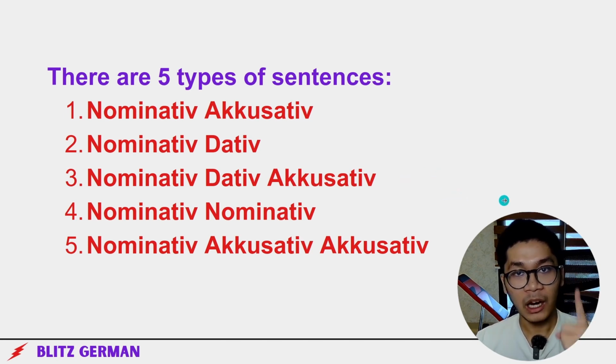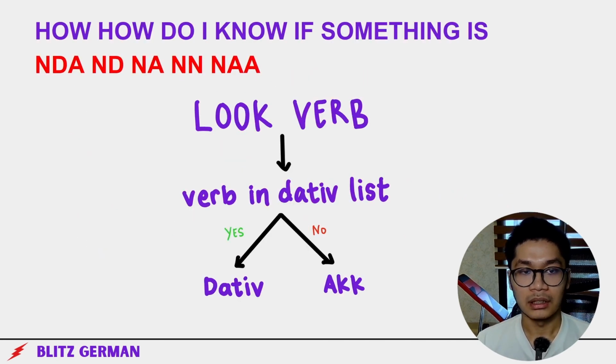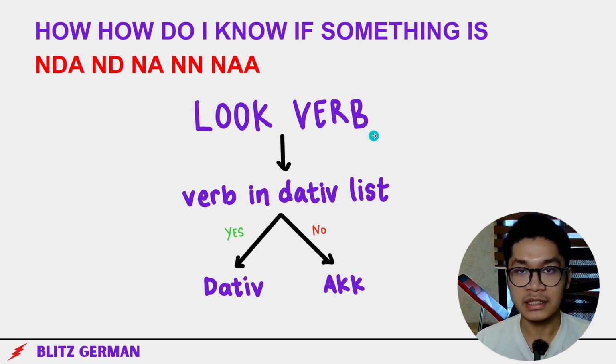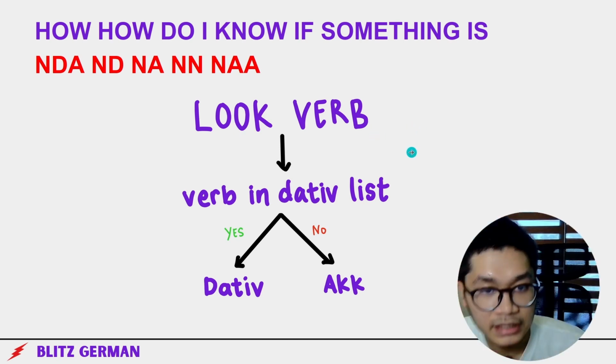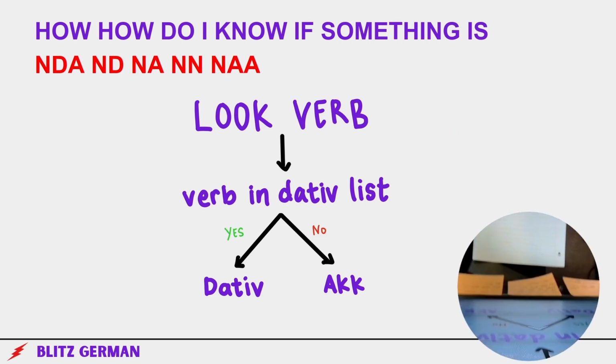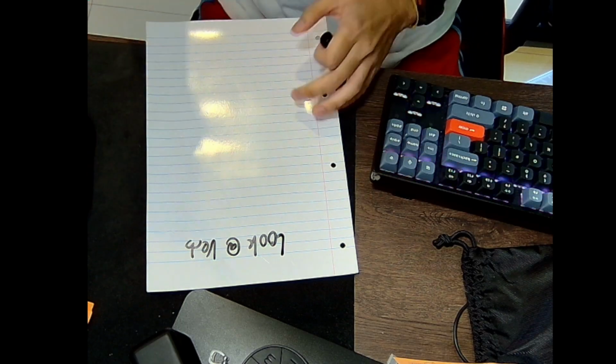So yeah. How do I know if something is nominative, accusative, nominative, dative, nominative? This is the thing. You only have to look at the verb. Okay, so first you look at verb.